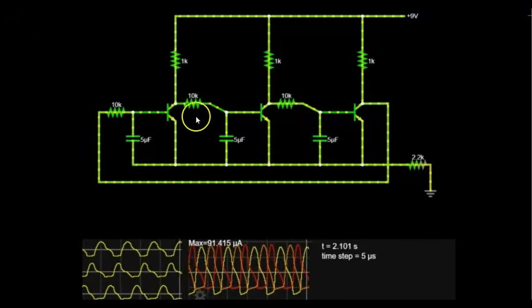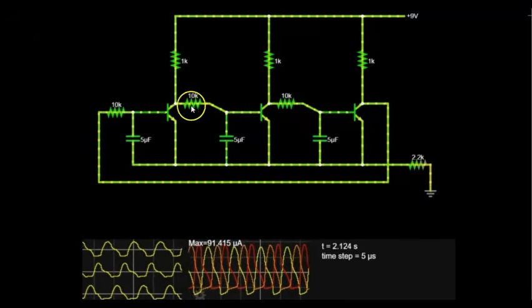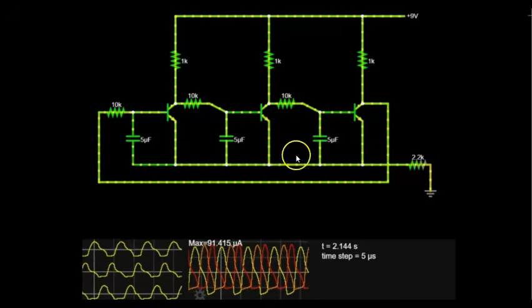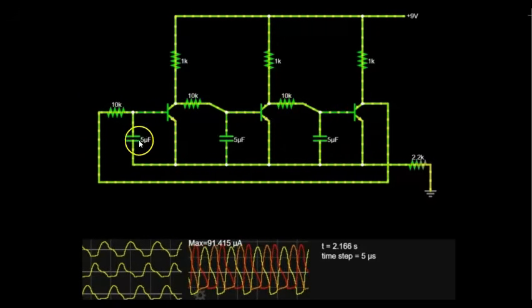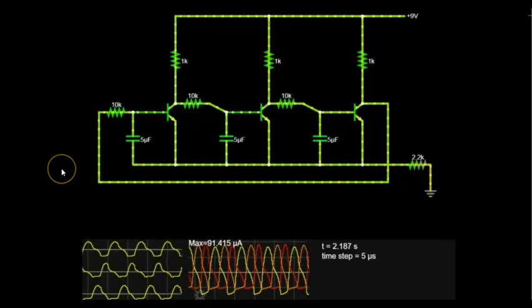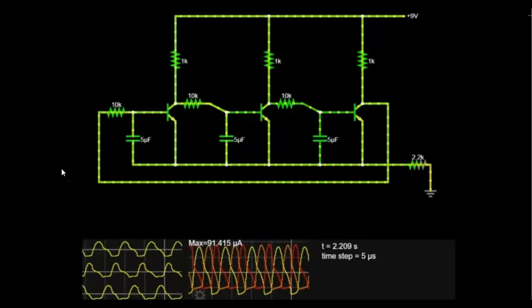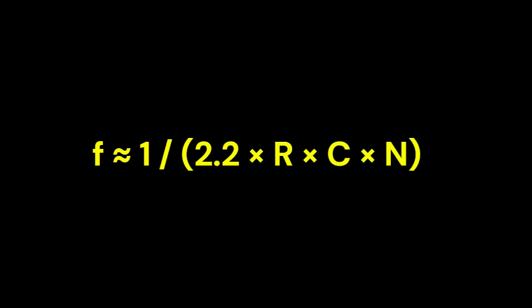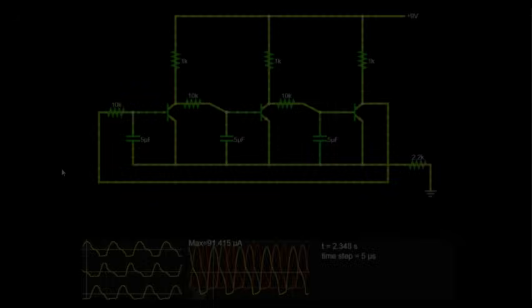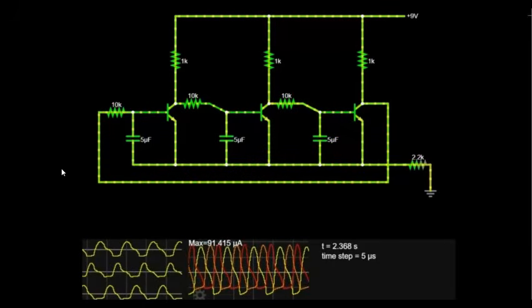Now about the frequency. The frequency remains very low here because the timing components are 10K resistors and 5 microfarad capacitors, and all 3 stages participate together in one timing loop. Using the approximation, F is almost equal to 1 upon (2.2 into R into C into N), where N is the number of stages, the result comes close to around 3 Hz only. So this is a very slow oscillation.